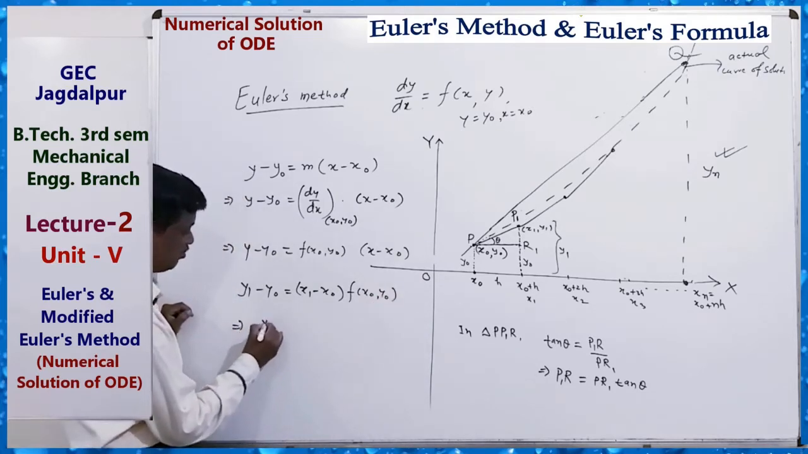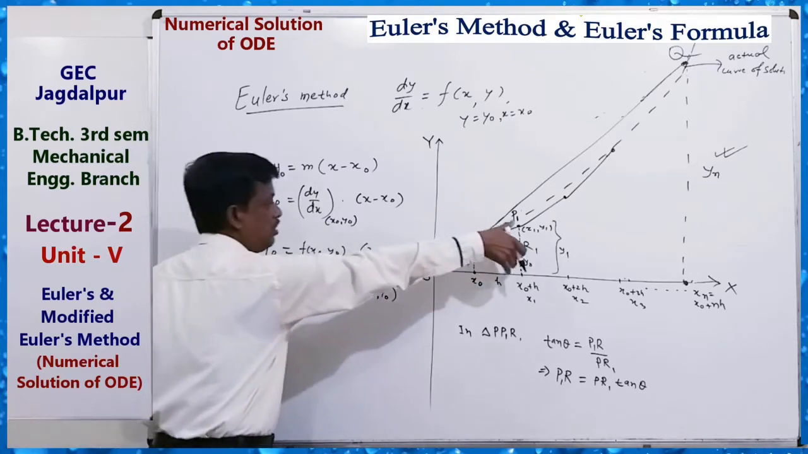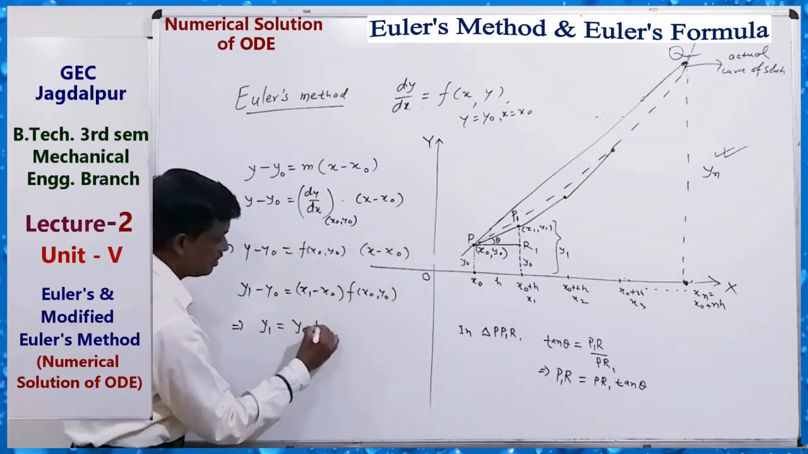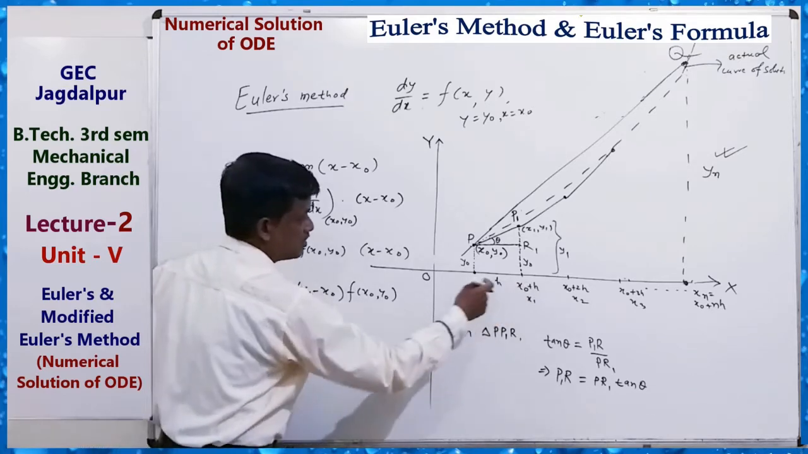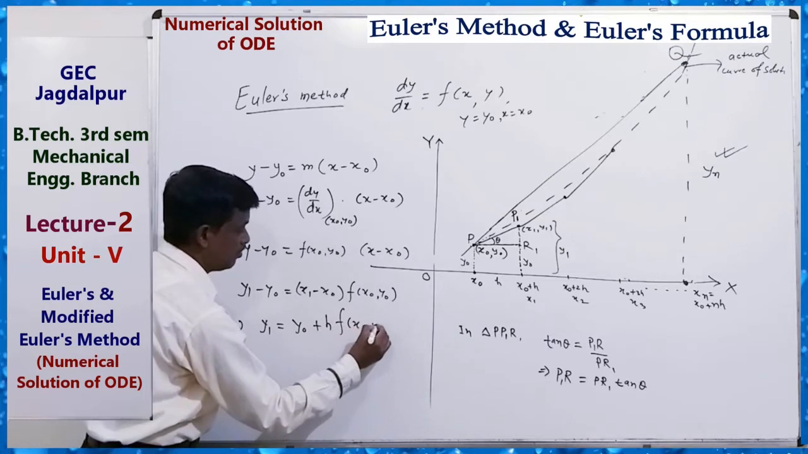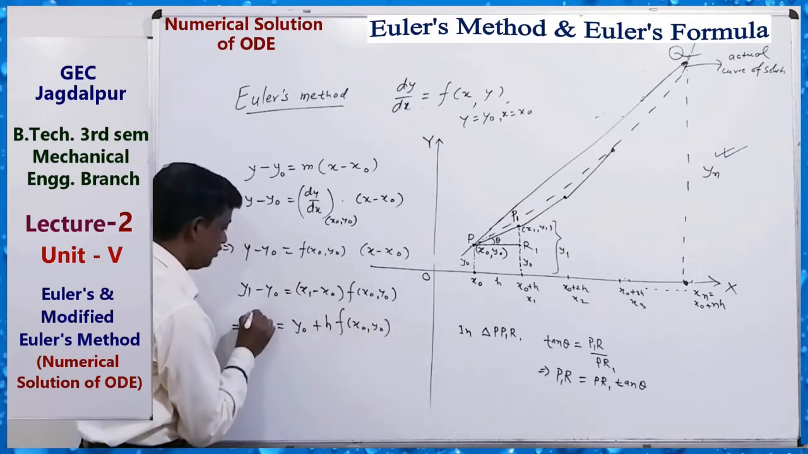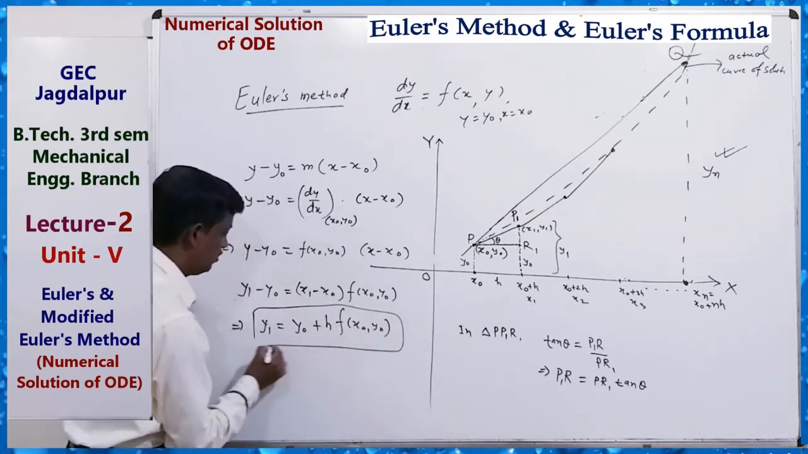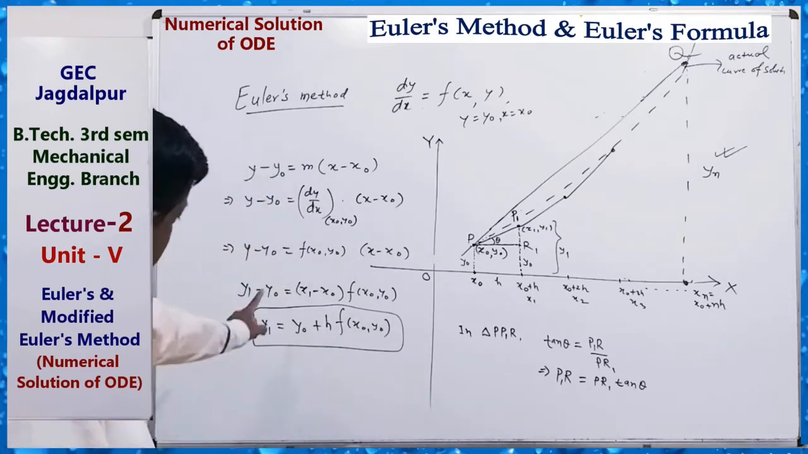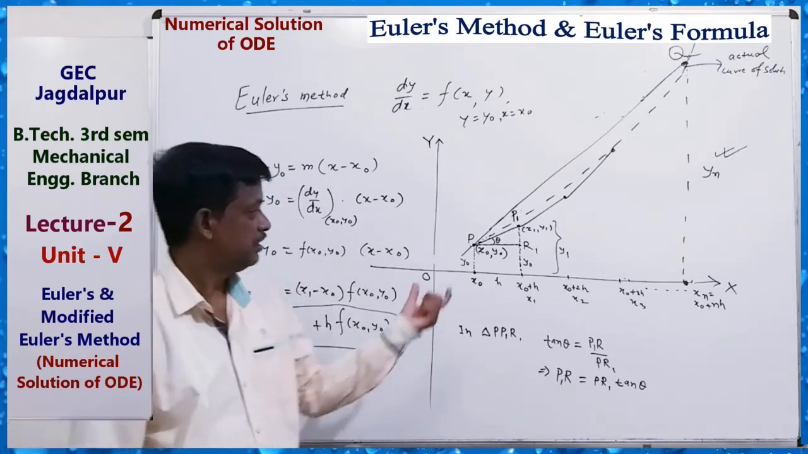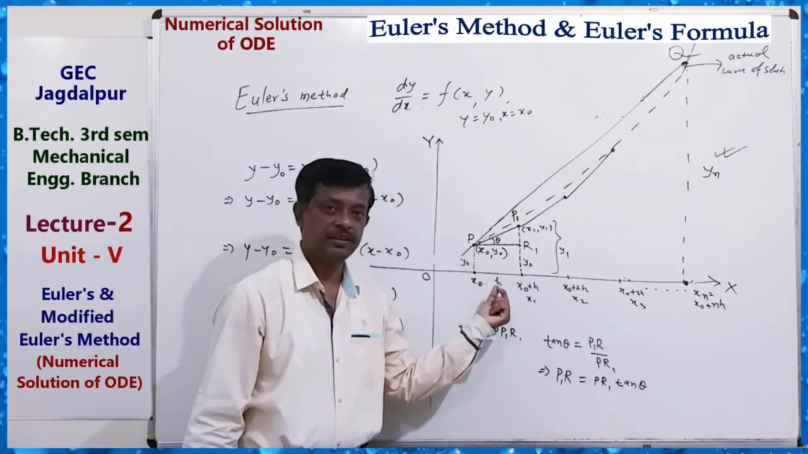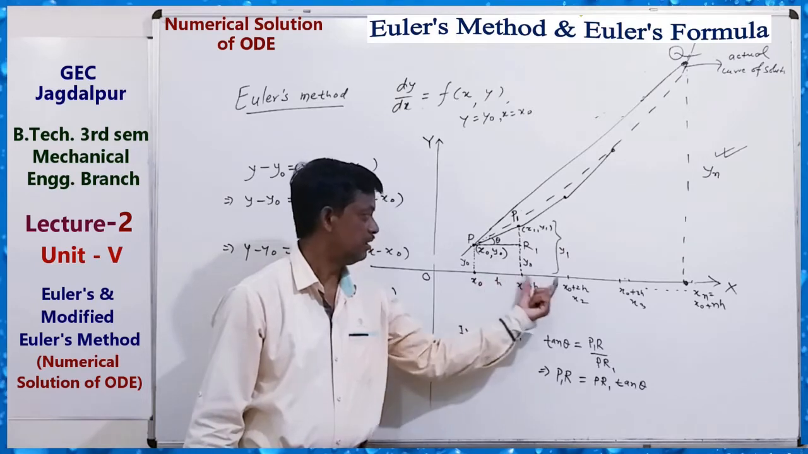So from here, y1 equals this approximation. Transfer y0 to the right-hand side: y1 equals y0 plus x1 minus x0, which is h, times f(x0, y0). So this is our first approximation. Clear? And here h equals what? The step, equal intervals.